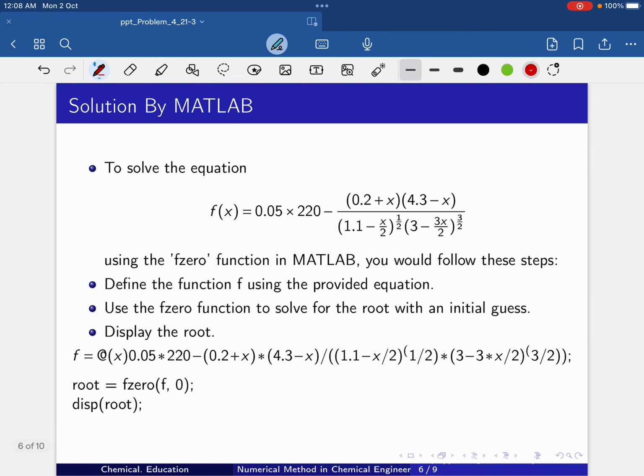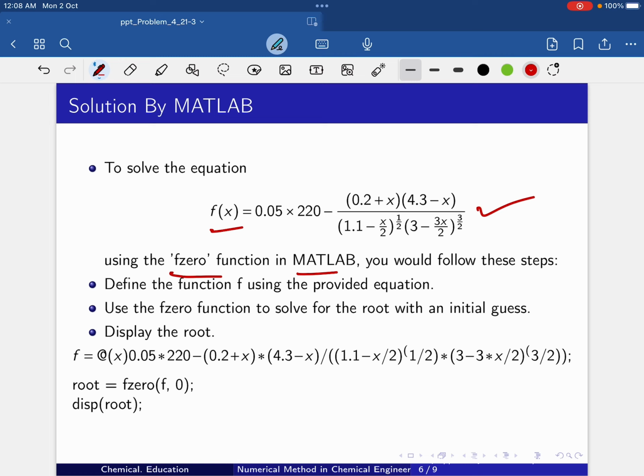Now how do you solve this problem? You can solve it in many ways. You can use the Newton-Raphson method, the bisection method, or many other methods. Here, I'm going to solve it using MATLAB. So f of x is equal to, that is the equation. Now using the fzero function in MATLAB, we can easily solve for the root of the equation.